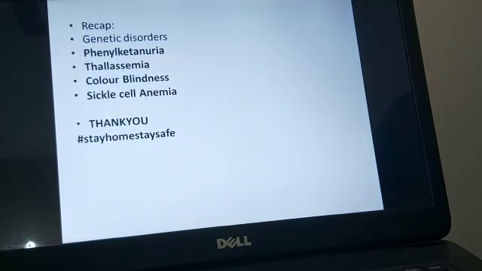So let us quickly summarize what we have seen. In today's class, we have seen genetic disorders: phenylketonuria, thalassemia, color blindness, and sickle cell anemia.